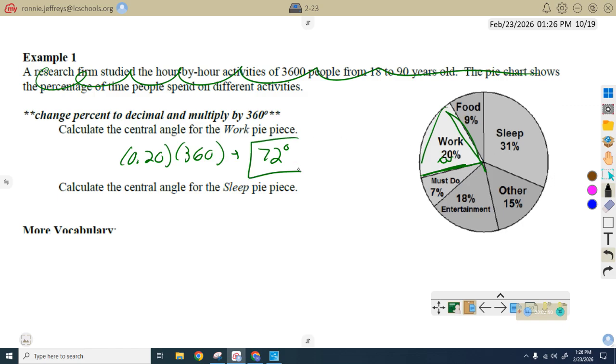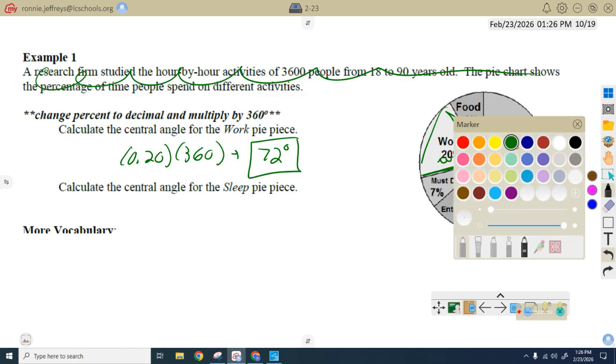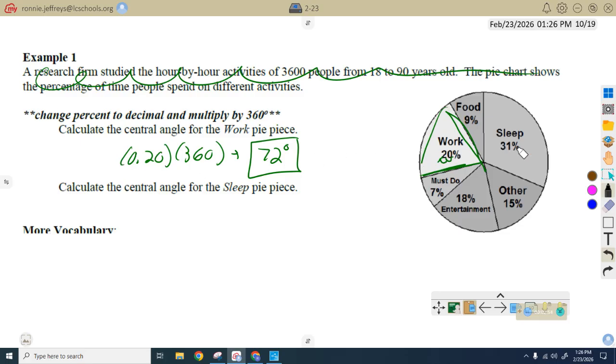Alright. Now, for the sleep, well, sleep is here. Alright. So this would be 0.31 times 360. Well, that is 111.6 degrees.